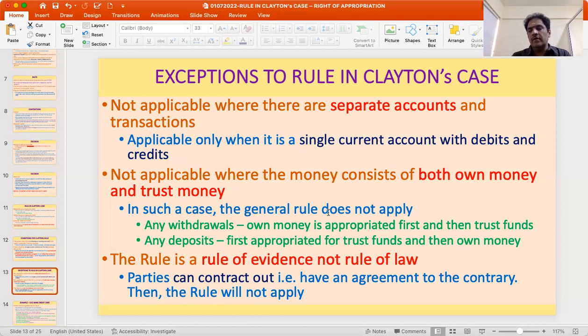Clayton's rule is not a rule of law that has universal application, such that you cannot have a term of agreement which is different from the rule in Clayton's case. That is not how the rule is. It's merely a rule of evidence. So you could have parties having a contract where the agreement will indicate that this rule will not apply and the appropriation will be in a particular pattern. Then the rule will not apply, but the terms of agreement in terms of appropriation between the creditor and the debtor will apply.